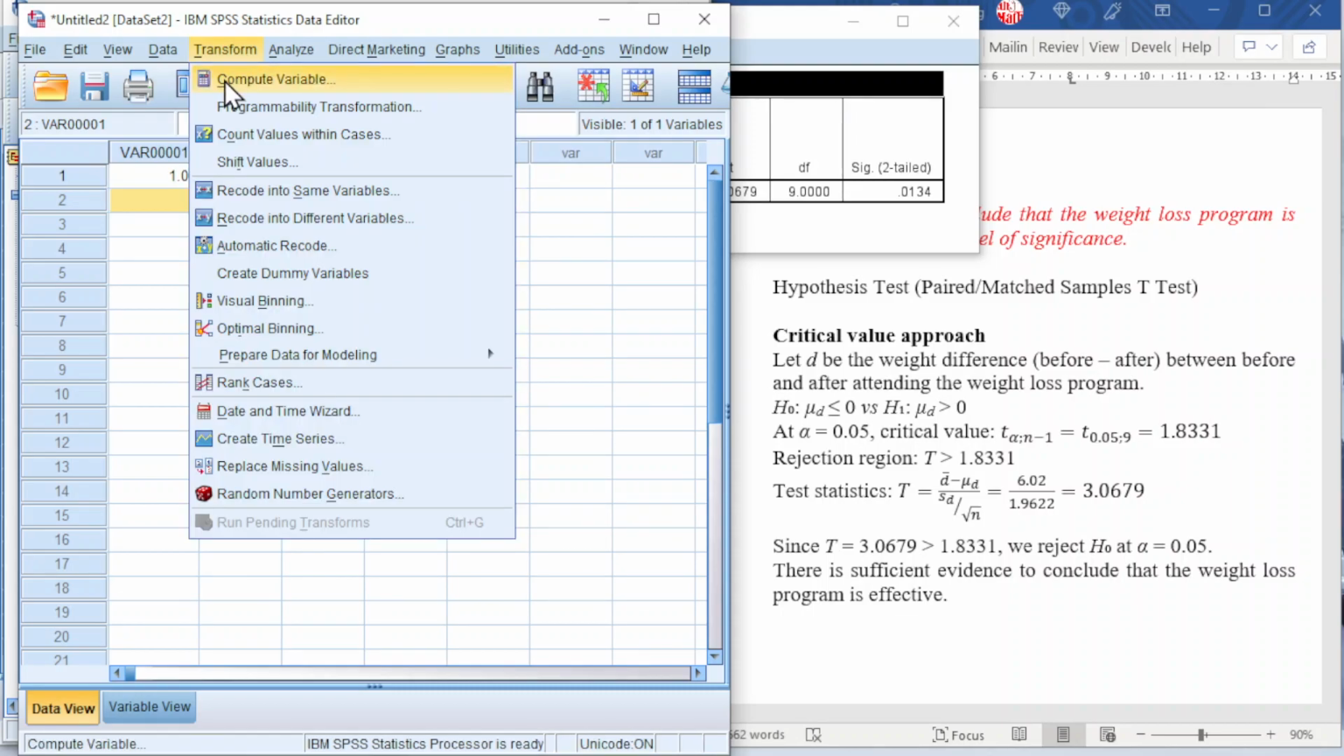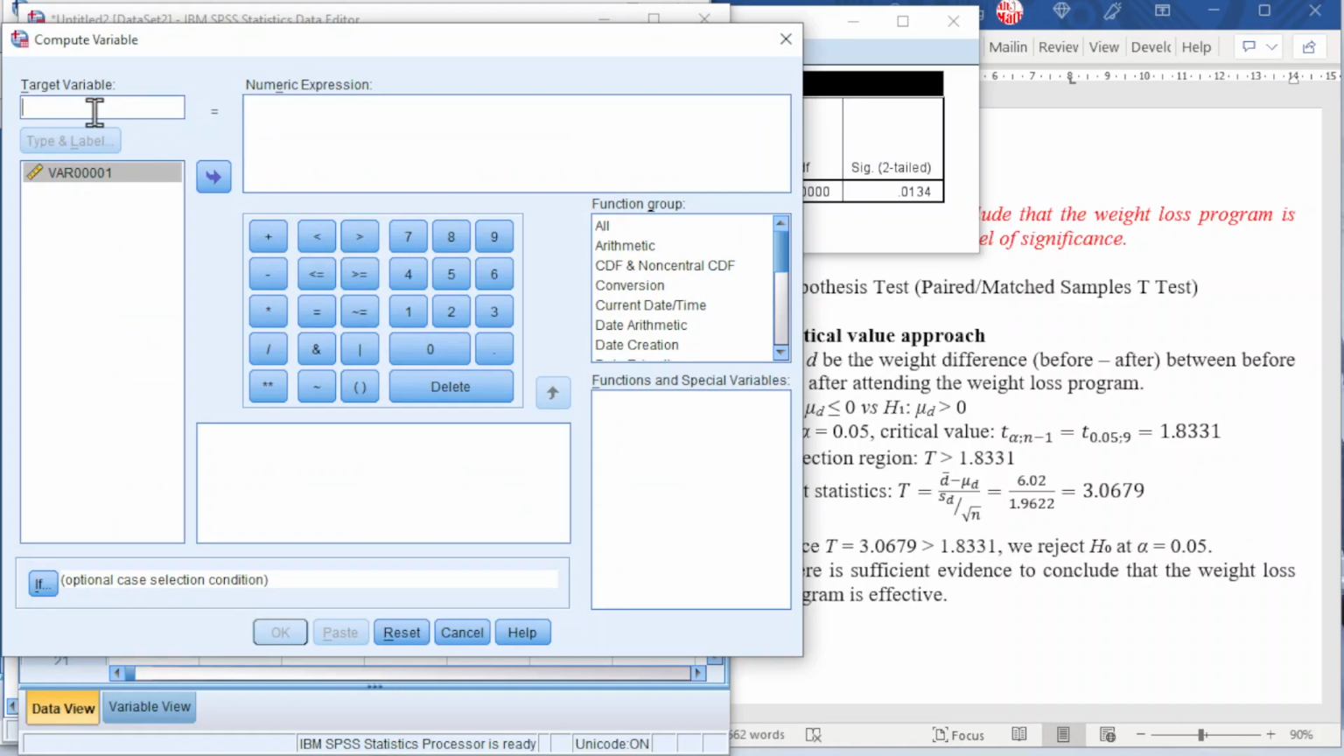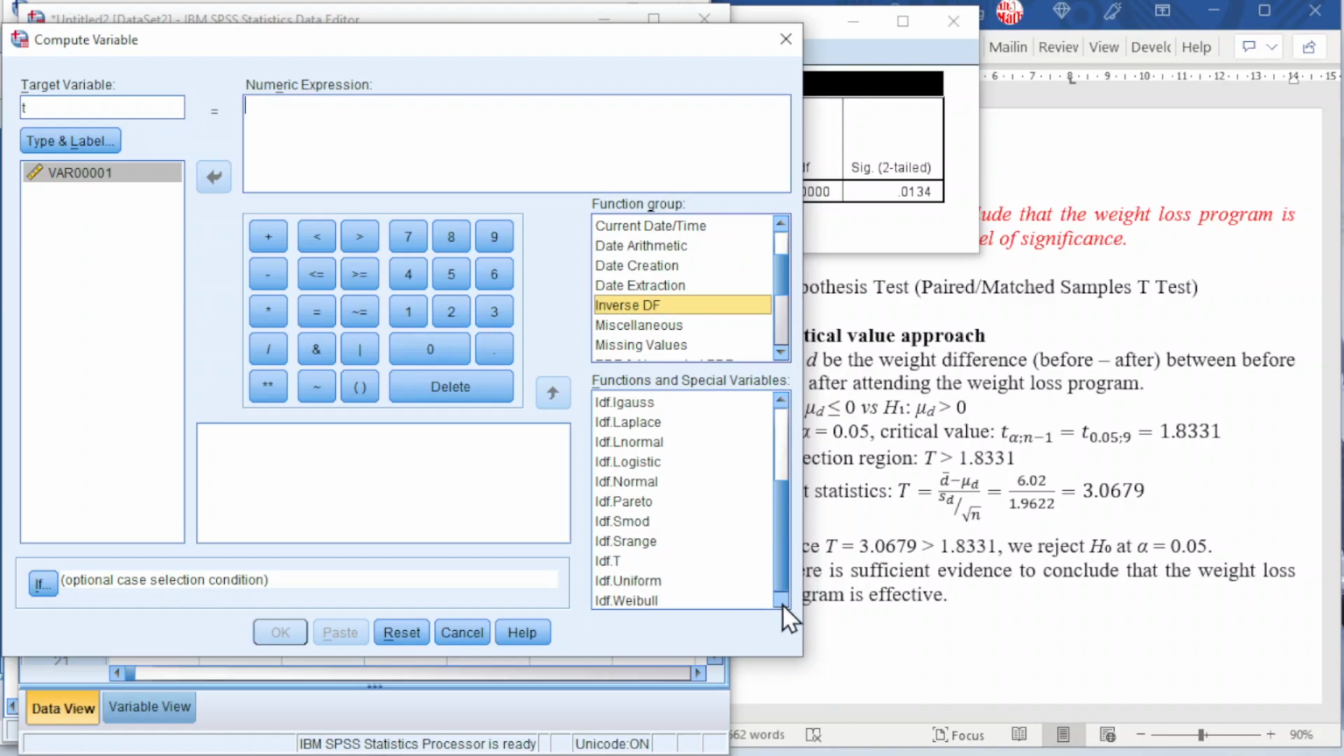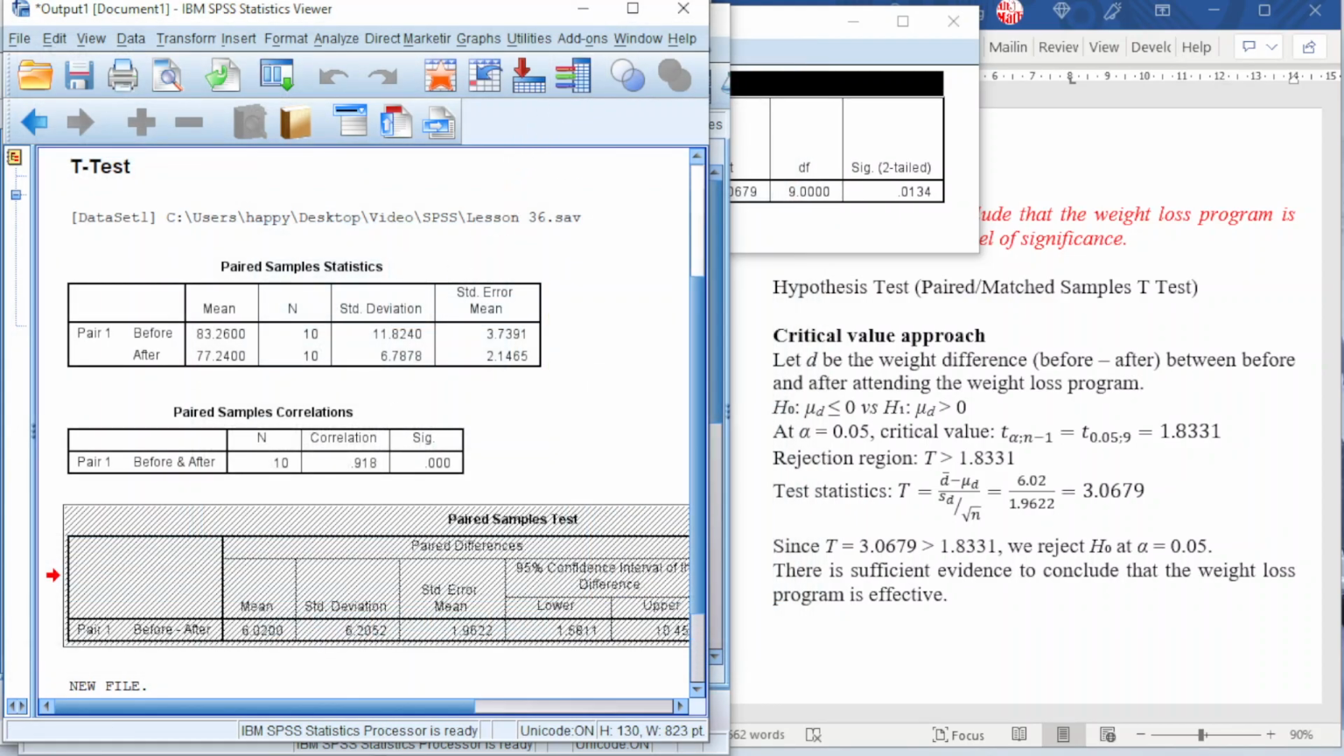Click on Compute Variable. We are going to have t as the target variable since this is the t distribution. For the numeric expression, we look for Inverse DF and choose the t distribution. The first question mark is the probability. Since this is a one-tail test, we should take alpha, which is 0.05. The second question mark is the degrees of freedom. For this case, it's equal to n minus 1, which is 10 minus 1, we obtain 9. Click on OK and we should obtain the t value that we want.